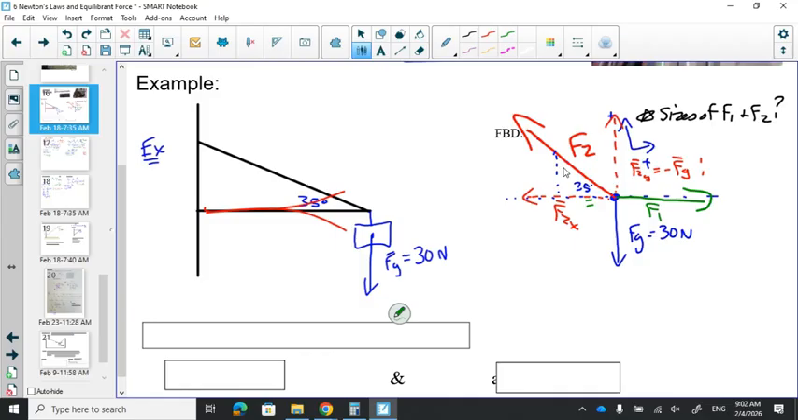So now we have an equilibrium situation where you can see everything balancing out. You've got the upwards component of F2 balancing with gravity. You've got the side-to-side component of F2 balancing with the outward force on that rod that comes out straight from the wall. Oof. All right.